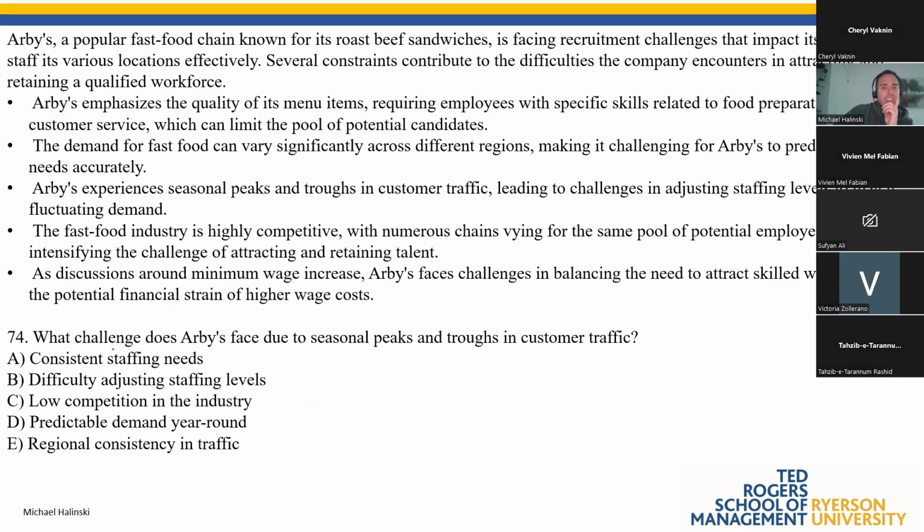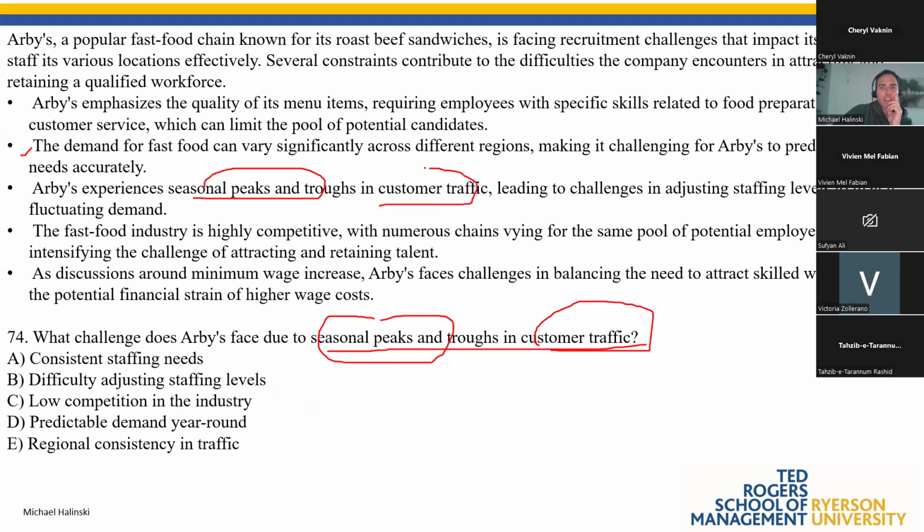74, what challenge does Arby's face due to seasonal peaks and troughs in customer traffic? So look at the words customer traffic and anything around seasonal peaks or troughs, right? Again, anything that sounds similar. Okay, so we already did this one. Arby's experiences seasonal peaks and troughs in customer traffic, again word for word. What challenge does Arby's face because of this? Arby's experiences this, leading to challenges in adjusting staffing levels to match fluctuating demand.